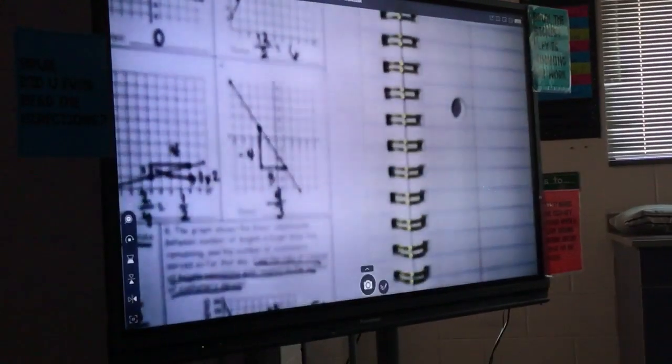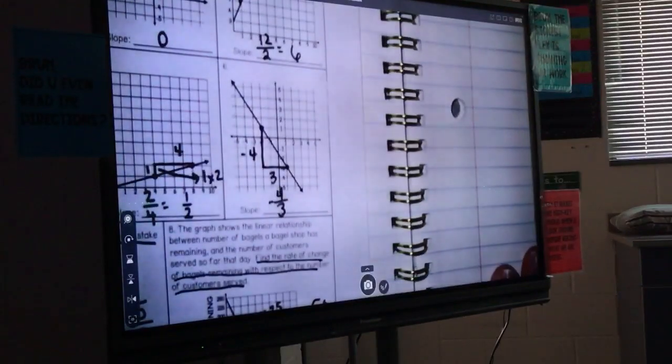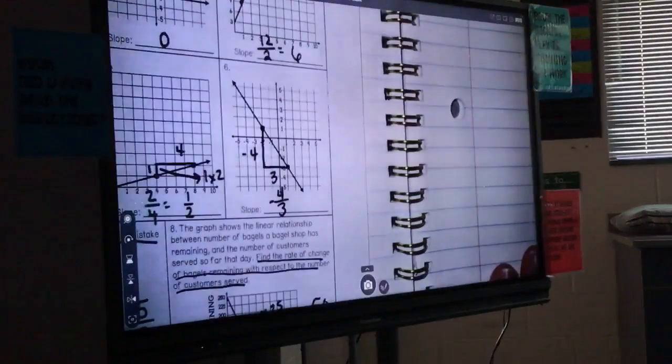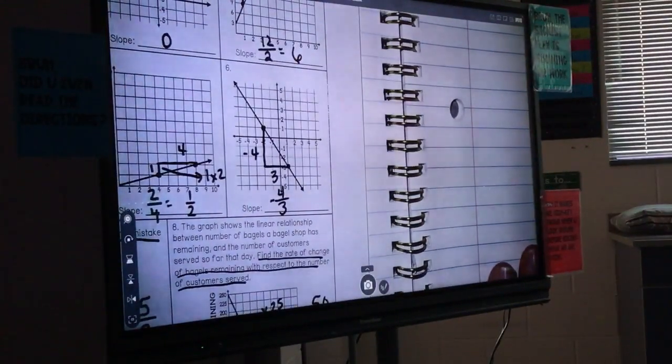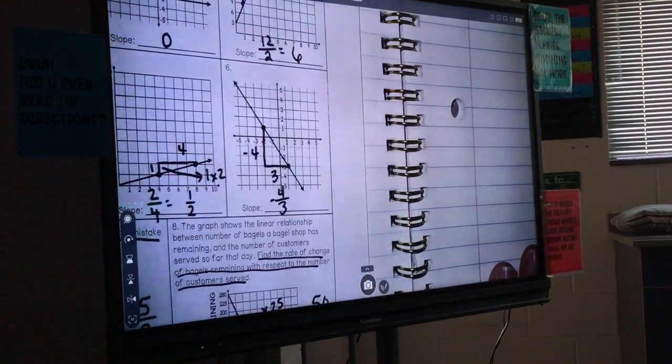On the next blank, right page, you need to write slope and rate of change homework, and today's date, which is 12/4.